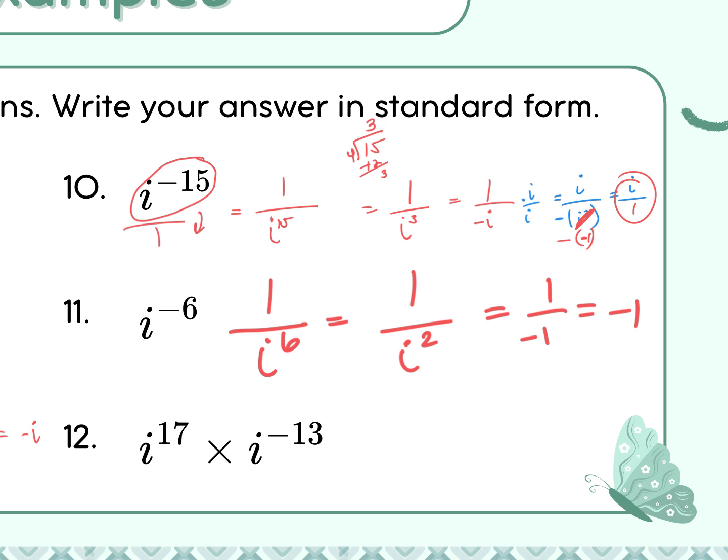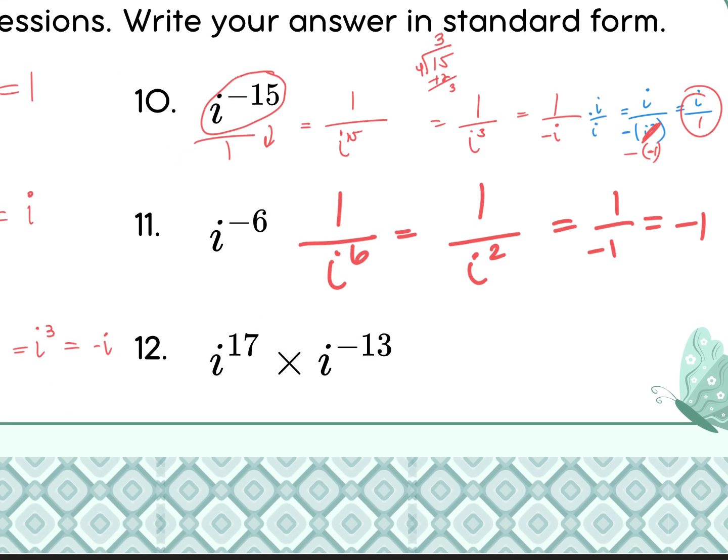Cannot forget our exponent rules, guys. Look at number 12. Same base, yes? If my bases are the same, what can I do to the exponents? We add them, good. So 17 plus negative 13 is how much? 4. What does i to the fourth power equal? Look at your little chart. What's i to the fourth power? How many times does 4 go into 4? 1 time with a remainder of what? 0. What's i to the 0 power?